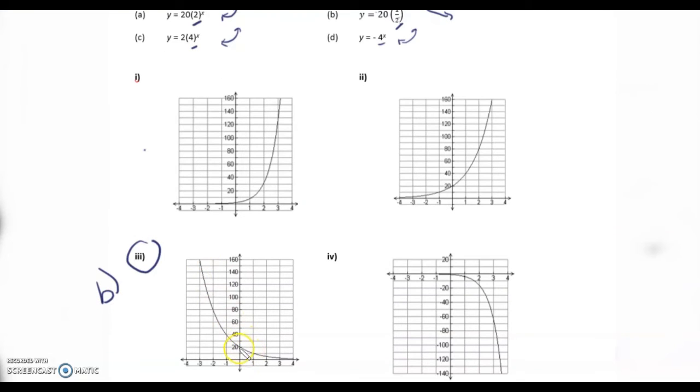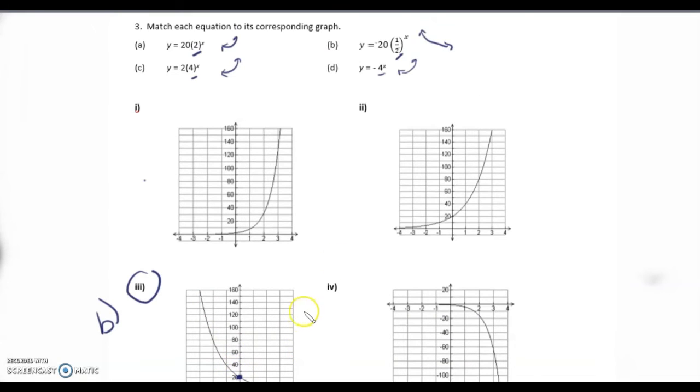The other way that we can see this is the y-intercept at 20. As a recall, to find the y-intercept, we have to sub in x equals 0. If we did that, that would go to 1 and then we'd have 20. So that works. All right, so that one's done. Now let's focus on the other 3.